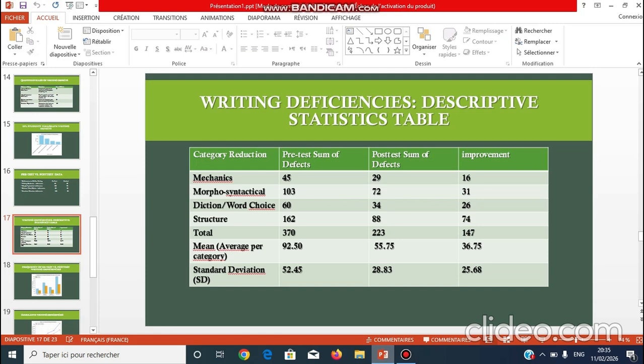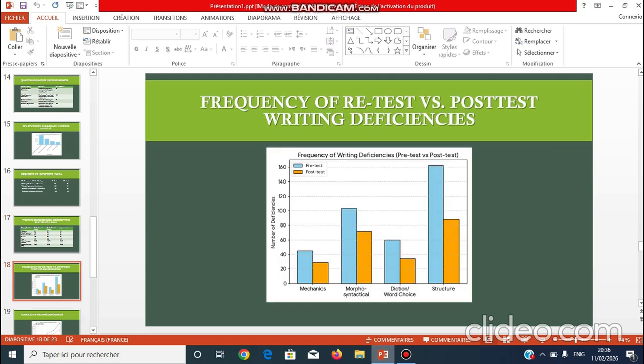Now the standard deviation in the pretest was 52.45. In the post-test it dropped to 28.83, and the improvement is 25.68. So the variability has been significantly reduced thanks to this treatment.